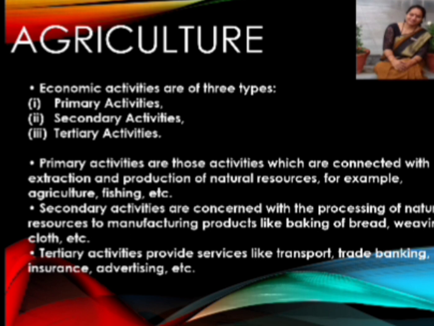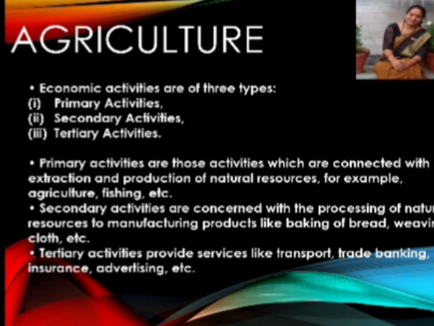Primary activities include all those connected with the extraction and production of natural resources. The examples of primary activities are agriculture, fishing, and gathering. The secondary activities are concerned with the processing of all these resources. Manufacturing of steel, baking of bread, and weaving of cloth are some examples of secondary activity.